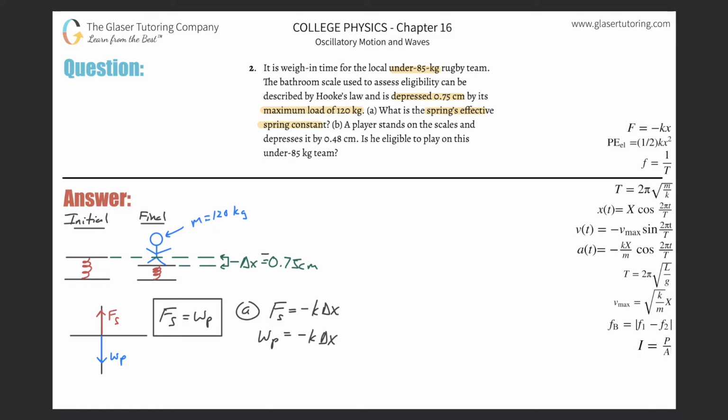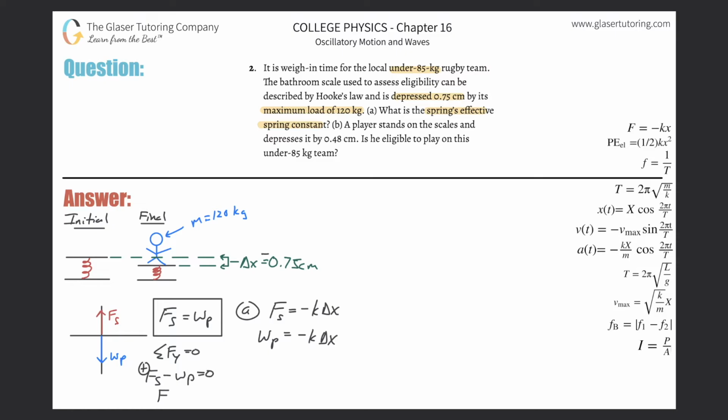Remember that the sum of the forces here in the y direction has to equal 0 because there is no acceleration. And the force of the spring is a positive value. And if the weight of the person is negative, and I plug that in like this in my formula, I plug the negative sign in there.